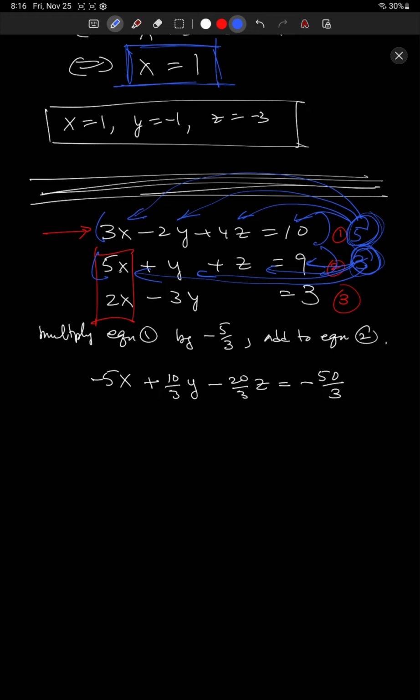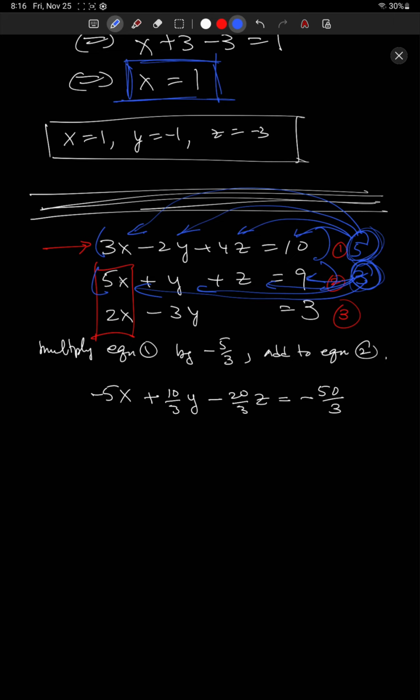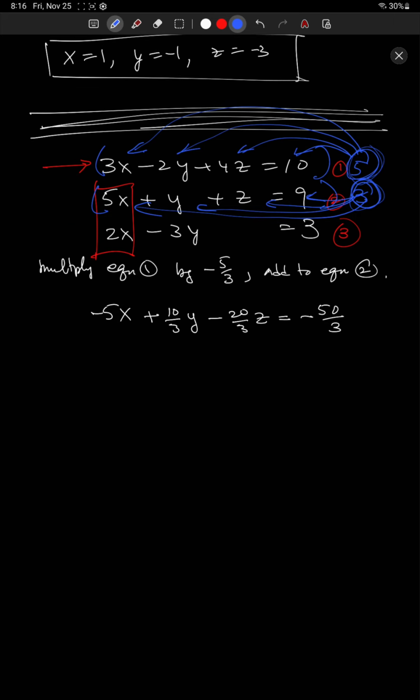So 1, 2, 3, 4, 5, 6, 7, 8. 8 multiplications, right? I can kind of cheat and not do the first two, right? Because I know I'm going to get 15x and 15x. But 6 to 8, right? But if I do it my way, or the correct way, how many multiplications do I have to do?